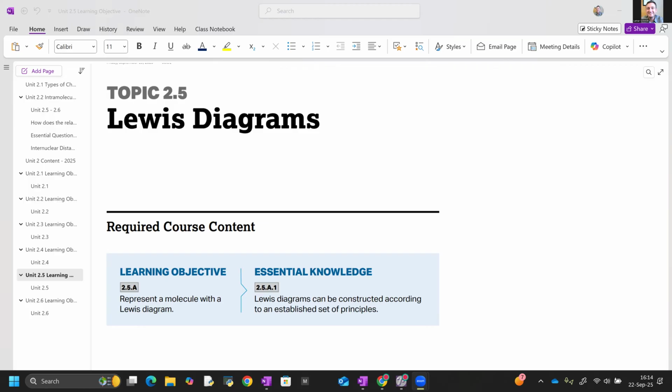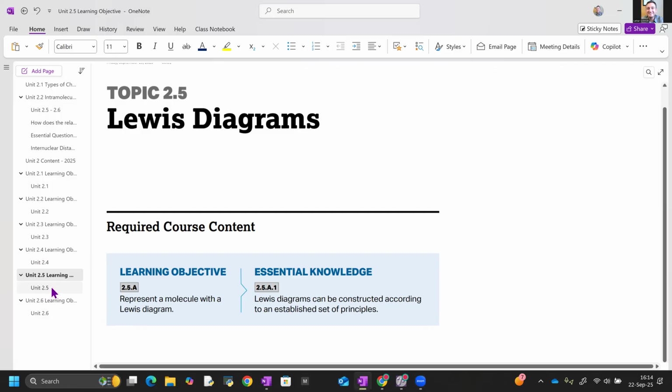All right, welcome to AP Chemistry. We're looking at topic 2.5, looking at Lewis diagrams. And our learning objective here is to represent a molecule with a Lewis diagram. And Lewis diagrams can be constructed according to an established set of principles. Those are essential knowledge. So let's go ahead and get started on that.